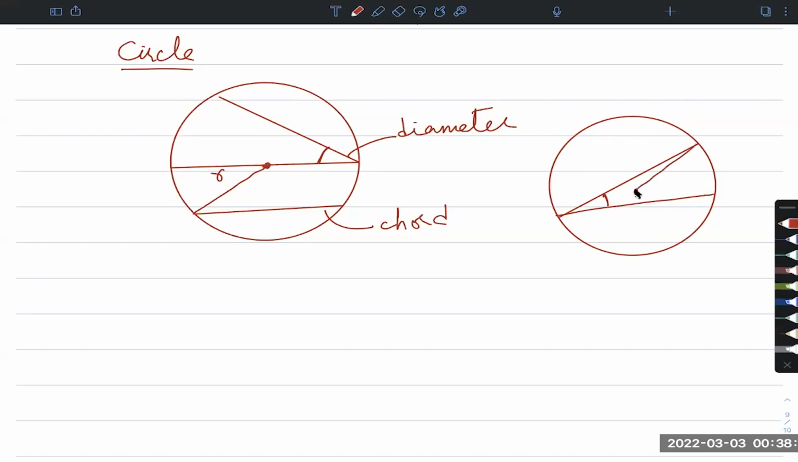Now the first idea that you have to remember is that the inscribed angle is half the angle at the center. तो अगर इसी से इन्हीं दो पॉइंट से मैं ये एंगल बनाता हूँ, so if this angle is theta, then this angle is 2 theta. It is double the angle. So inscribed angle is half the angle at center, or the angle at center is double the angle at the inscribed angle.